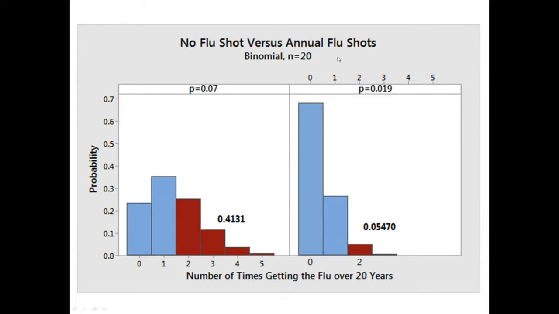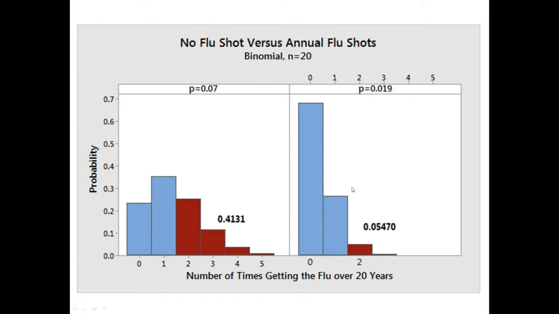If you get an annual flu shot, most of the time your probability is to get no flu. Now some people do get the flu, and I can tell you that I've gotten the flu even though I've gotten the flu shot. But the chances of you getting it twice with the flu shot is very low, right? If you get it every single year, right? And look, there's no 3, there's no 4, and there's no 5 at all.